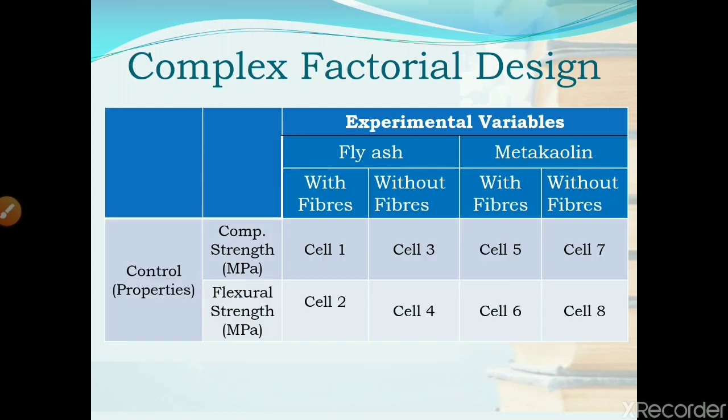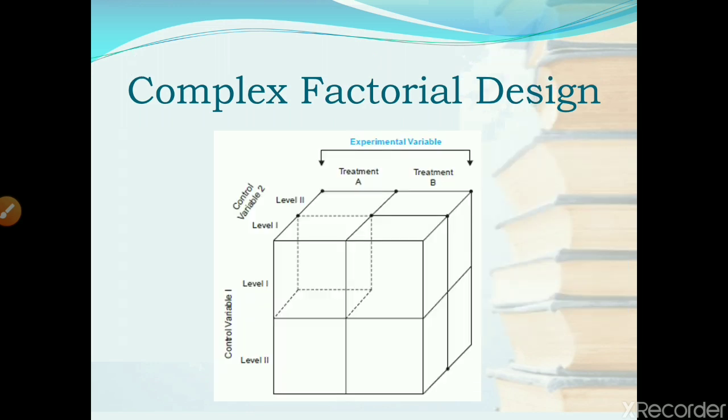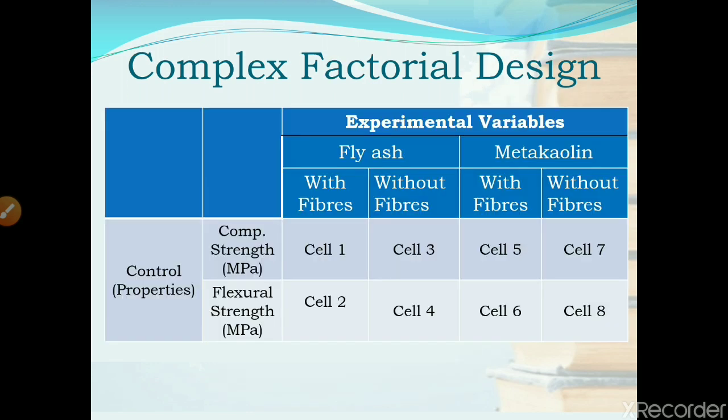After that comes the complex factorial design. A design which considers 3 or more independent variables simultaneously is called a complex factorial design. In case of 3 factors with one experimental variable having 2 treatments and 2 control variables, each one of which having 2 levels, the design used will be termed as 2 by 2 by 2 complex factorial design, which will contain a total of 8 cells. So here you can see, first of all, I will explain these.